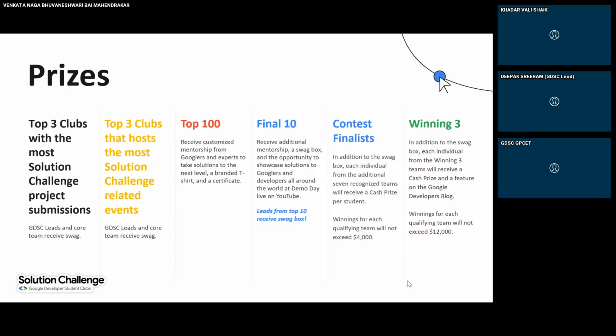When it comes to the prizes, the top three clubs with the most solution challenge project submissions will get swag for the leads and the core team as well. The top 100 project submissions will receive customized mentorship from Googlers and experts to take solutions to the next level. The final 10 will receive additional mentorship, swag boards, and the opportunity to showcase. The contest finalists will get swag boards individually. The winning three will get a cash prize and a feature on the Google Developers blog. The winnings for each qualifying team will not exceed $12,000.